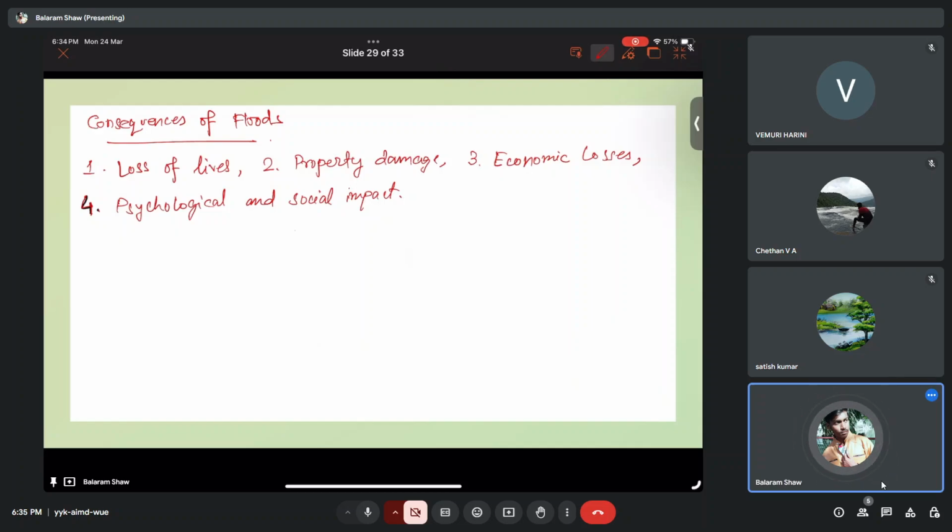Other than that, if some area is getting affected by flood, all the people in that area need to be displaced, need to be moved to a new location, hence displacement of people.